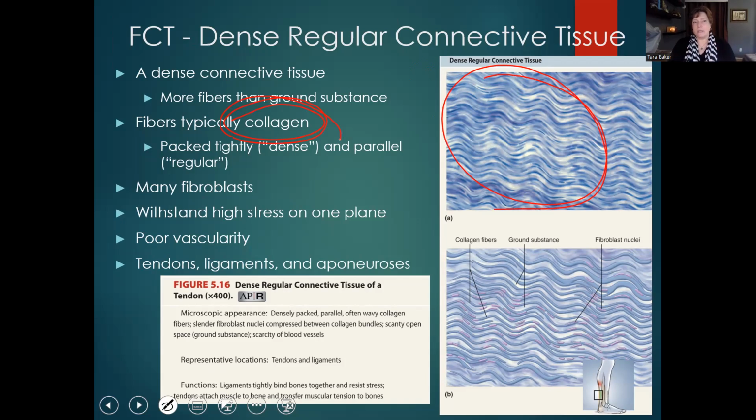This makes for a really strong material that's not necessarily stretchy, but it withstands lots of stress. And so that means we're going to use it to connect muscle to bone, bone to bone, so tendons and ligaments. So that means that if I pull it in one direction, it's going to be really strong, slightly stretchy, but really strong.